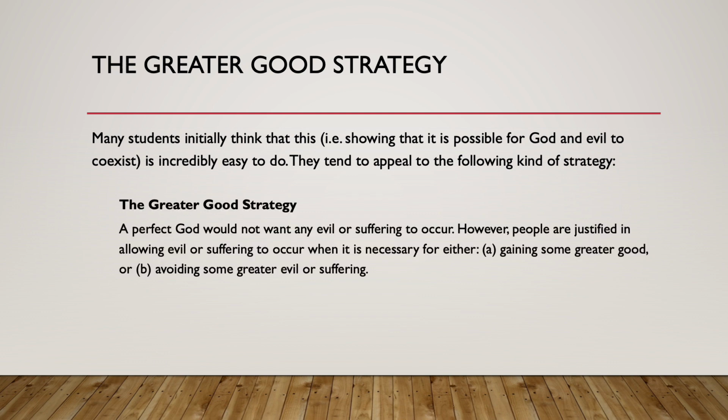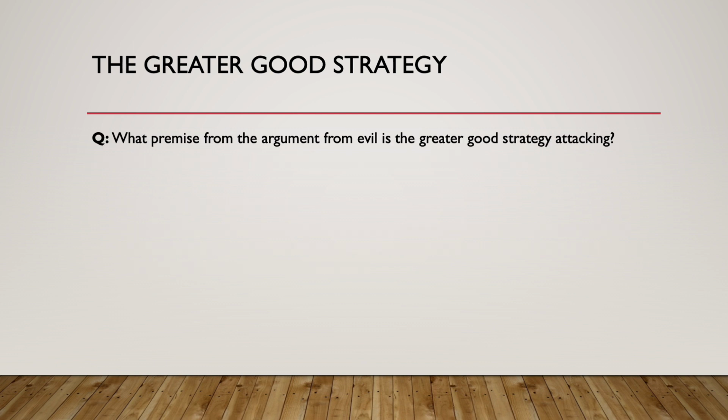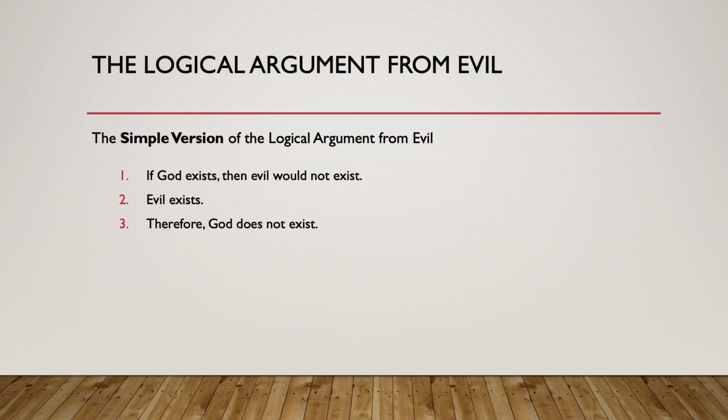They say, look, a perfect God doesn't want any evil or suffering to occur. But people, even good people, are justified in allowing evil or suffering to occur when that's necessary to either gain some greater good or to avoid some greater evil or suffering. All right. So we might think, well, what premise from the argument from evil is this greater good strategy attacking? Well, let's look at that simple version of the argument. The idea is premise 1 would be false.